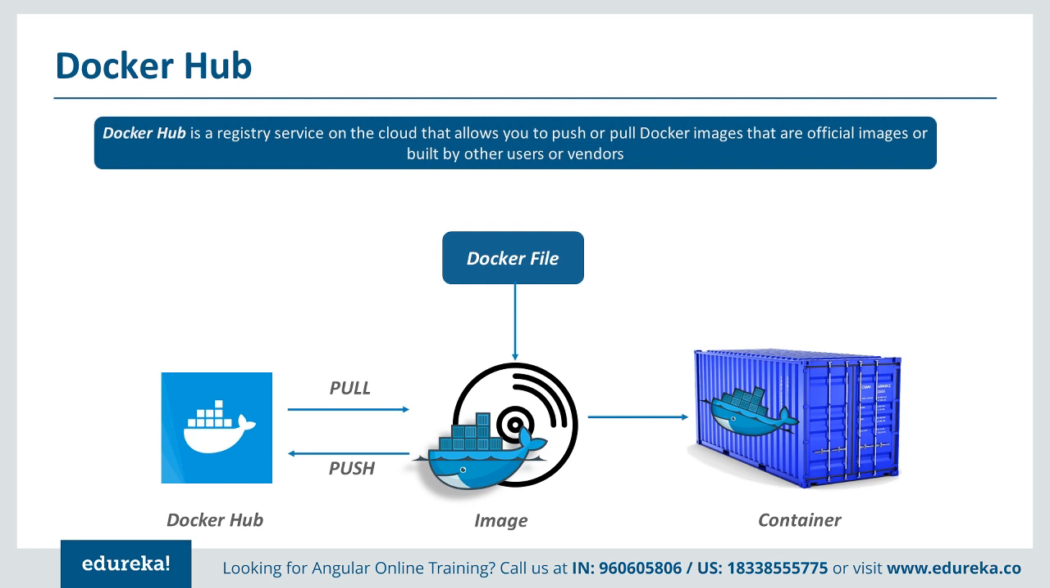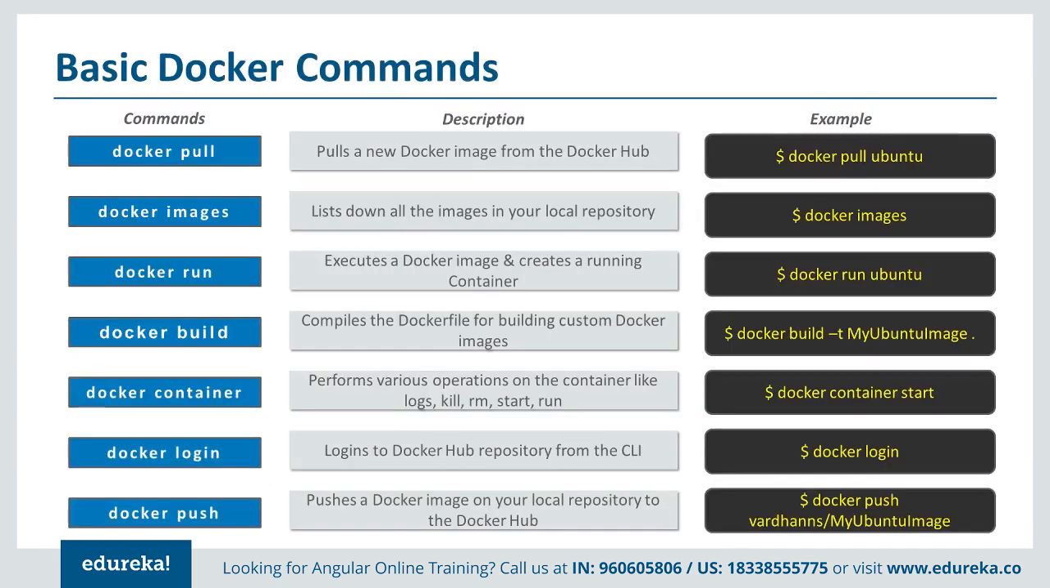Docker Hub. As I said, Docker Hub is a tool. It's like GitHub, where you put your images and check out your images. You can also start the Docker containers there. Docker Hub is about pull, push, all those things. You can log into the web portal and do all those things. Docker commands: docker pull, docker create image, docker run, docker build, docker container, docker login, docker push.